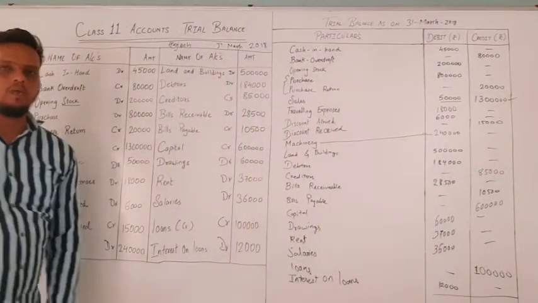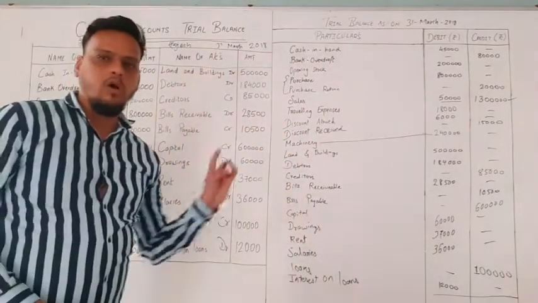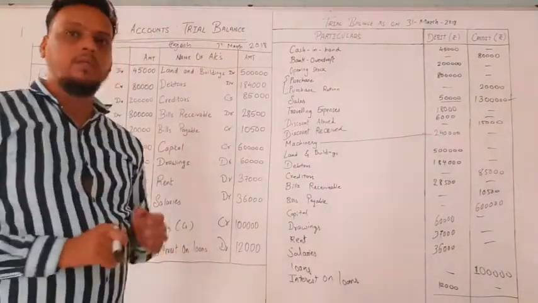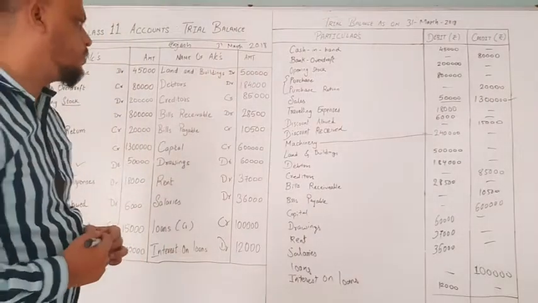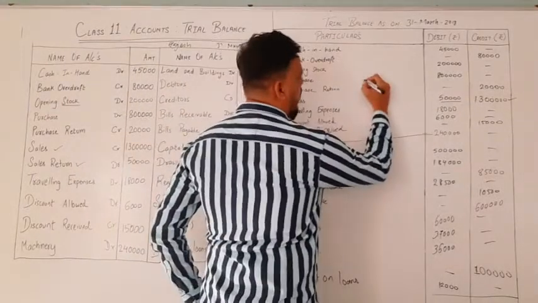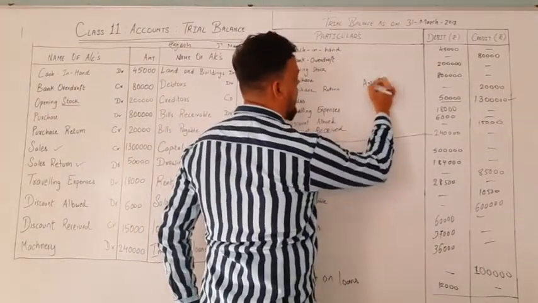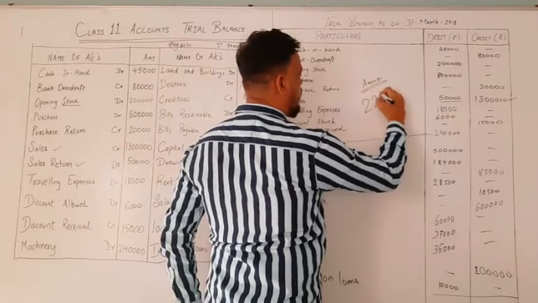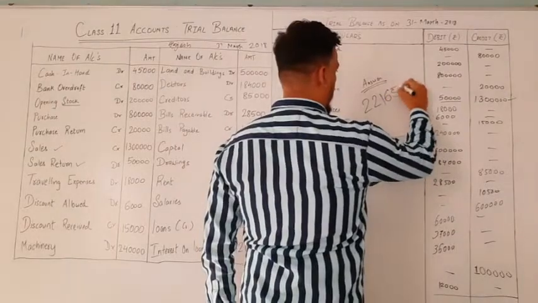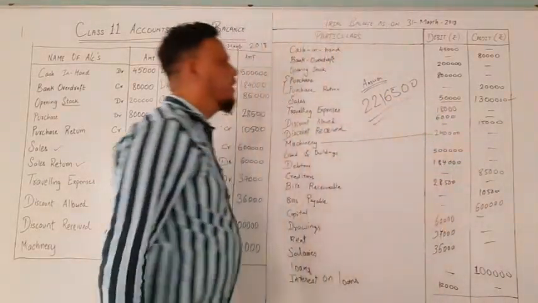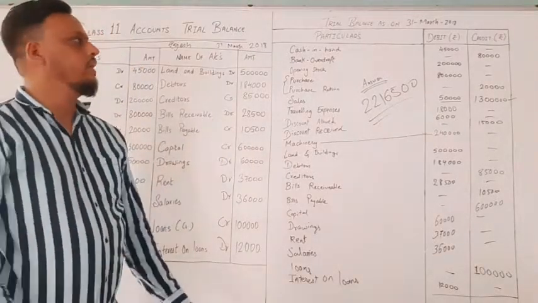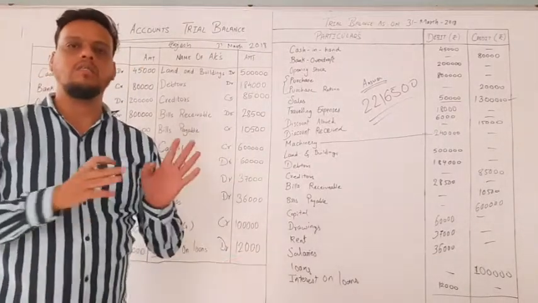Then you have to make a total from your side. I will not write the total over there because it would not be visible to you, but I will share the answer with you. This much answer should have come. On both sides the answer will be 22,16,500. If you get the same answer on both sides, your impact is correct, your trial balance is correct.